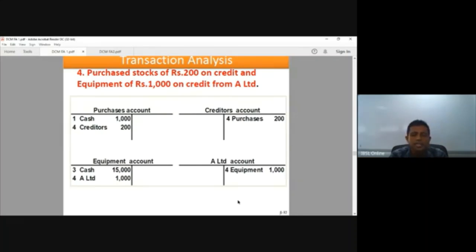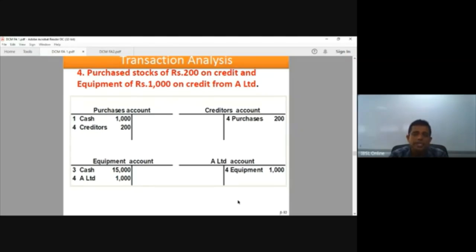Since we have not paid cash, we have committed to a liability to pay cash on a future date. That is called creditors. That is called a liability. This 200 will have to be paid on a future date. Those are called liabilities or commitments. The name of that liability is creditors. Therefore, increase in commitments, increase in liabilities, there should be a credit entry.